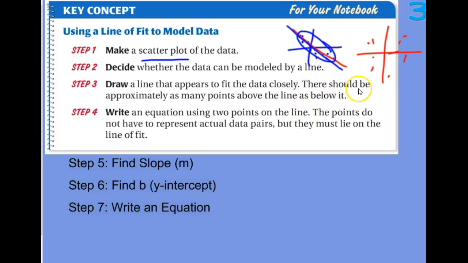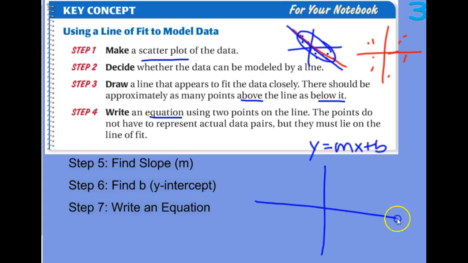And that's exactly what it says here. There should be approximately as many points above the line as below it. And then we're going to write an equation using 2 points on the line. We're trying to get this equation, y equals mx plus b. The points do not have to represent actual data pairs, but they must lie on the line of best fit.